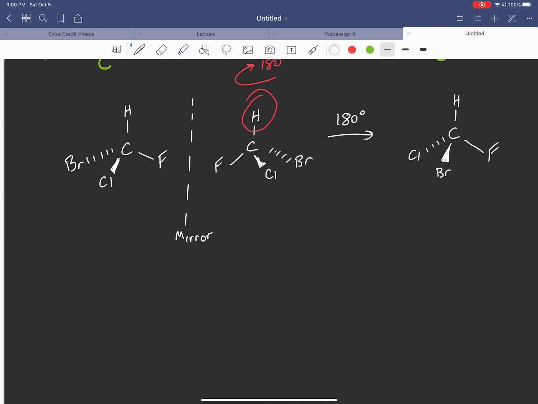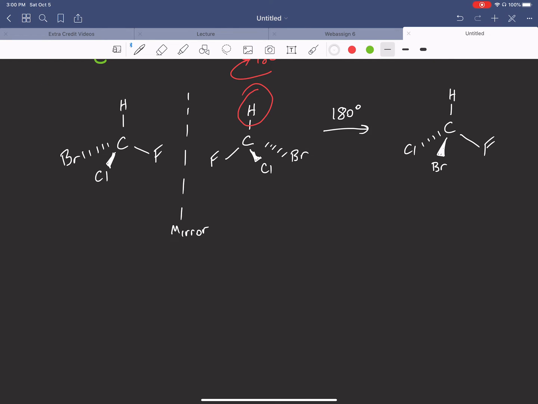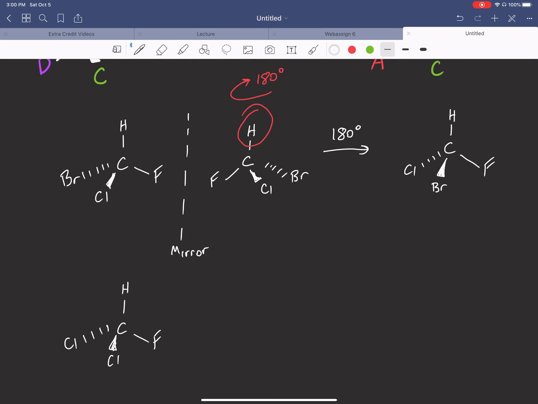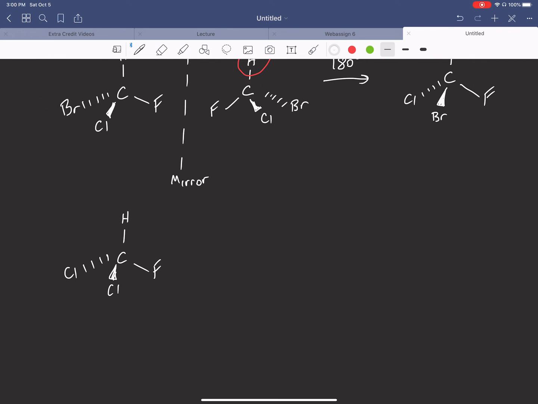That means it's chiral. And so what happens if I have an achiral compound? Let's see, I have this. And now let's see, I do 2 chlorines instead. Right? It fails the first requirement of having 4 unique substituents. So, but it is tetrahedral and sp3 hybridized, but just because of that one failure, it's not chiral.